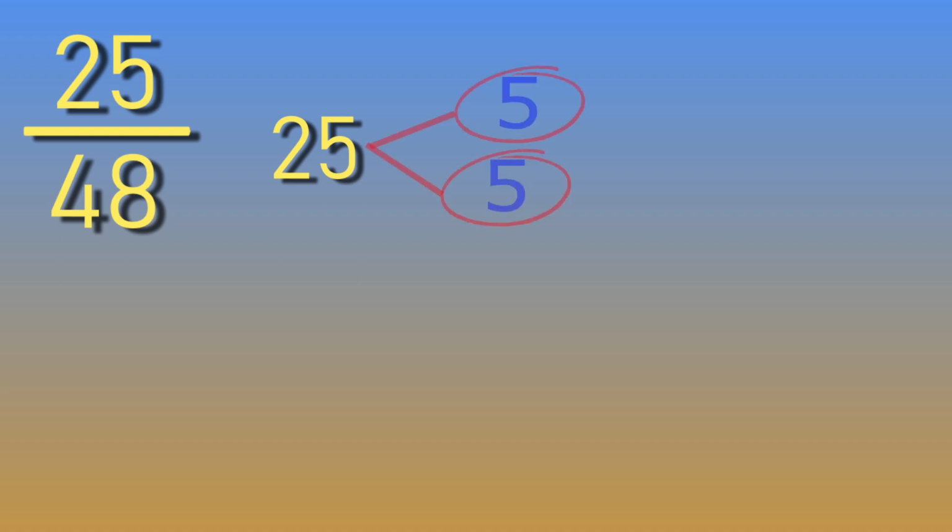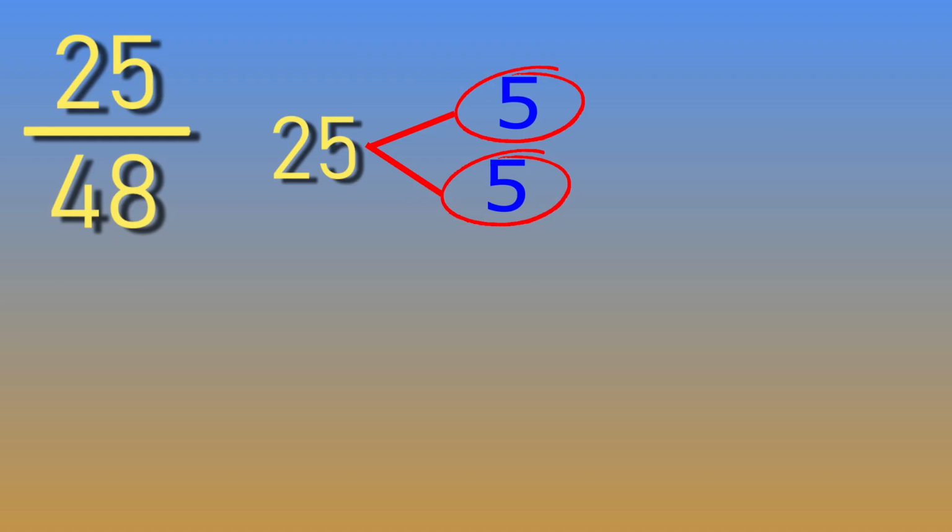Now let's look again at our fraction 25 over 48 and use prime factorization to find the highest common factor of numerator and denominator. We'll use a factor tree for this. Starting with the numerator 25, we divide by the smallest possible prime number. Neither 2 nor 3 divide 25, but 5 does, so we get that 25 equals 5 times 5. We can't factorize 5 any further, so 25 is 5 times 5 in prime factorization format.